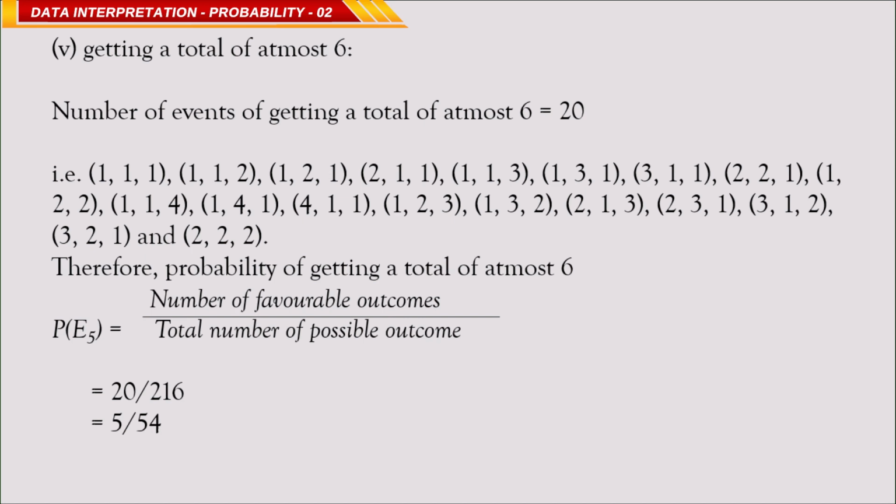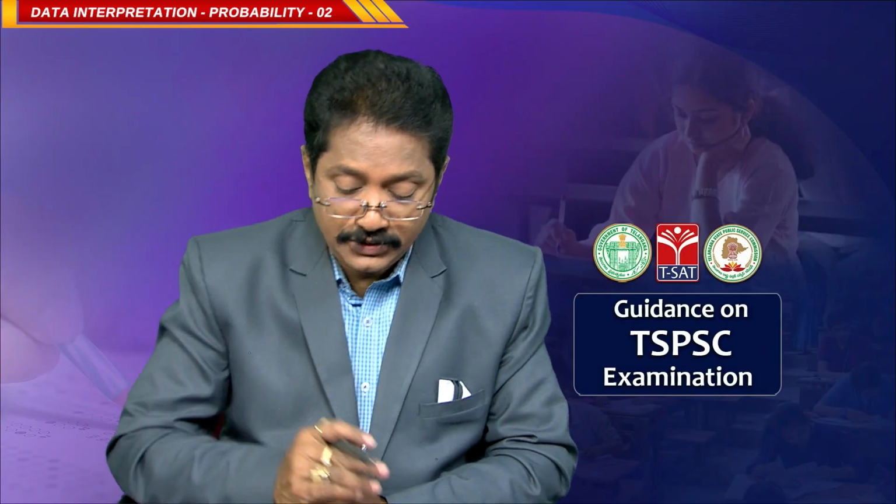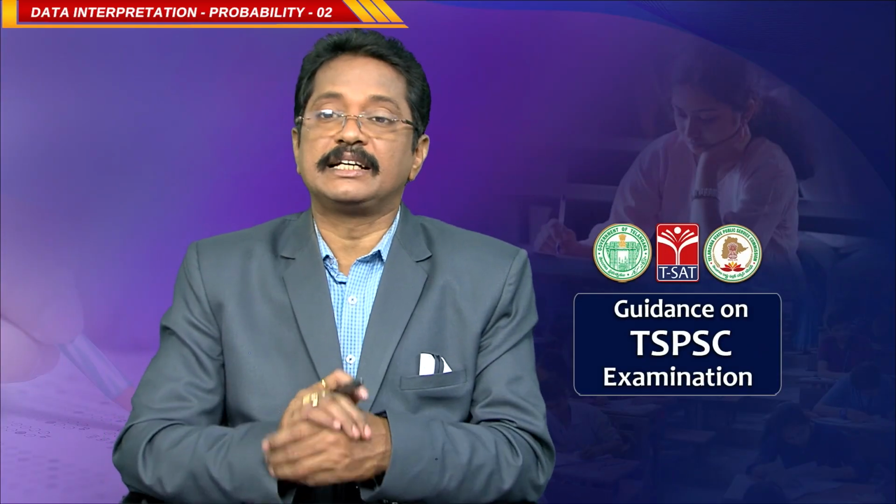At most 6 means less than or equal to 6, so there are 20 possibilities here. We can say the favorable outcomes are 20 and the total outcomes are 216. So 4 fives are 20, 54 fours are 216, it is 5 by 54. In this manner you can calculate the probability.